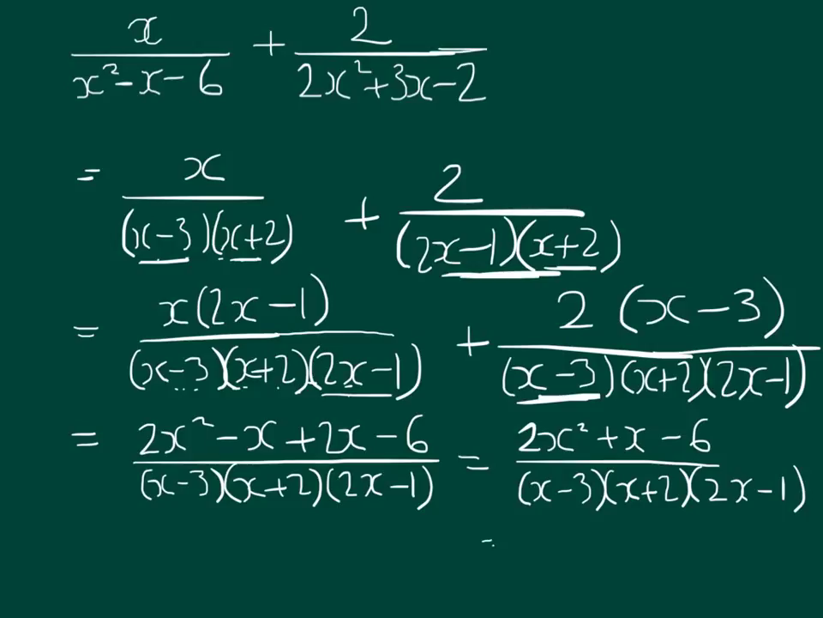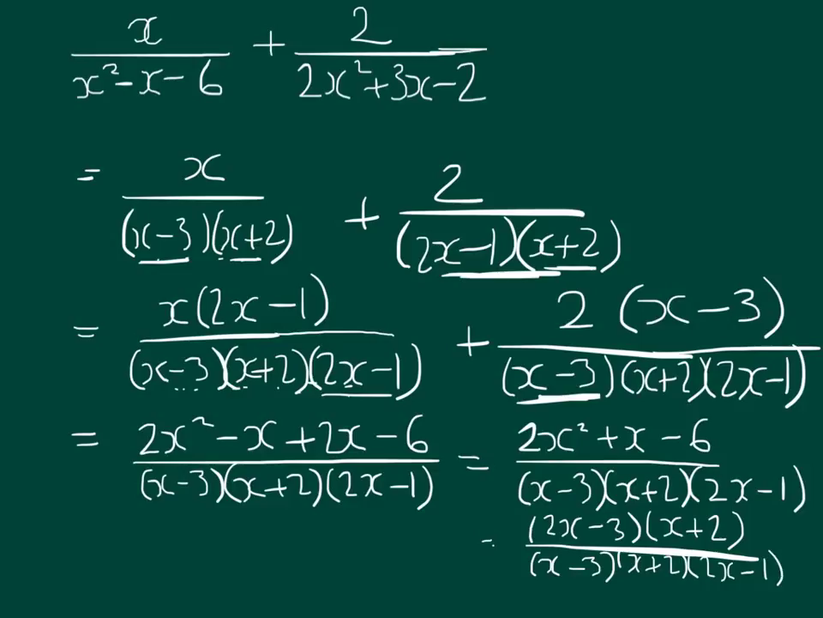And this factorizes to 2x take 3 times x plus 2 all over x take 3 times x plus 2, and it's a 2x take 1. Now I'm running out of room, but those cancel, and so you can write a neater version for the end.